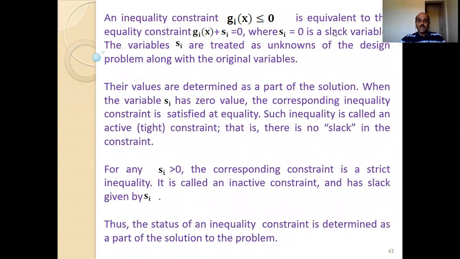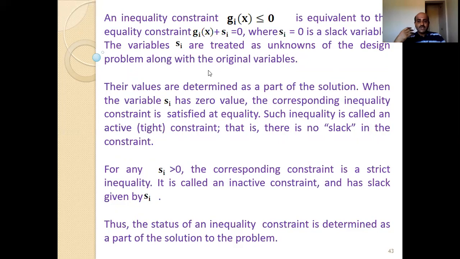So here, an inequality constraint Gi of x less than or equal to 0 is equivalent to the equality constraint Gi of x plus Si equal to 0, where Si is a slack variable. The variables Si are treated as unknowns of the design problem along with the original variables. So please remember these things.